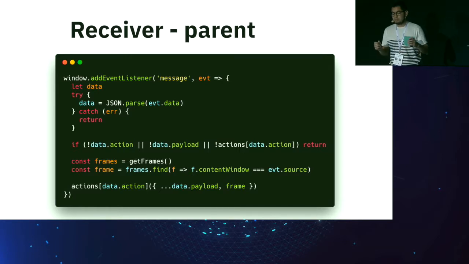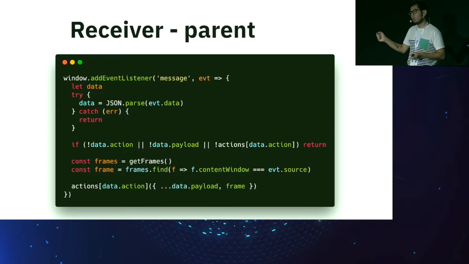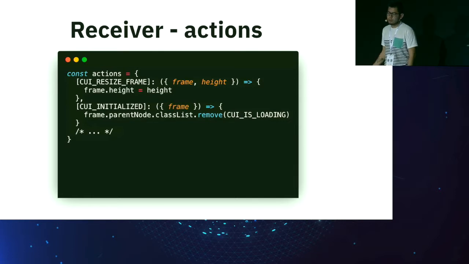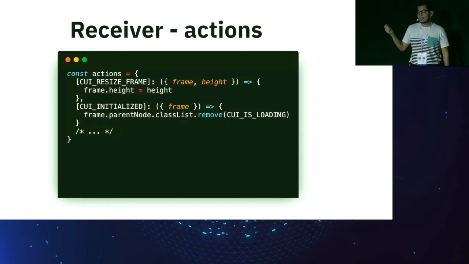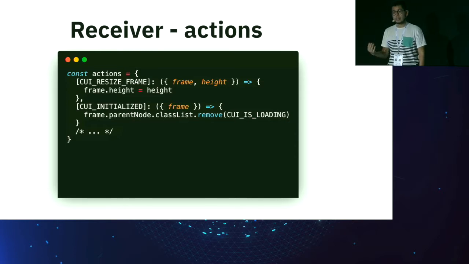Then we're going to call the function, and we'd add which frame called it, so we know which of our children called this action. And the way we create the actions is really simple. We just have the action name, and we'll send the frame to know who called me, and the height in this case, or when initialized.